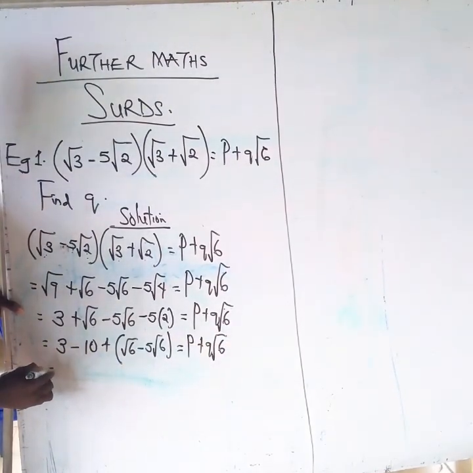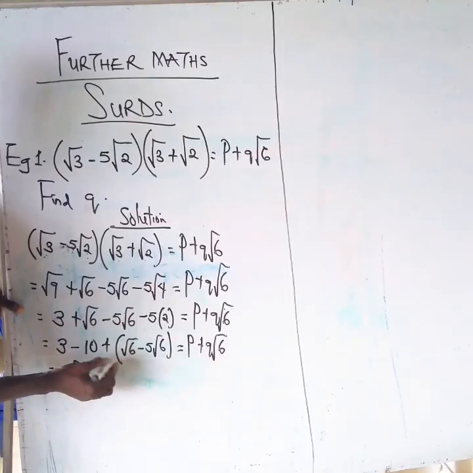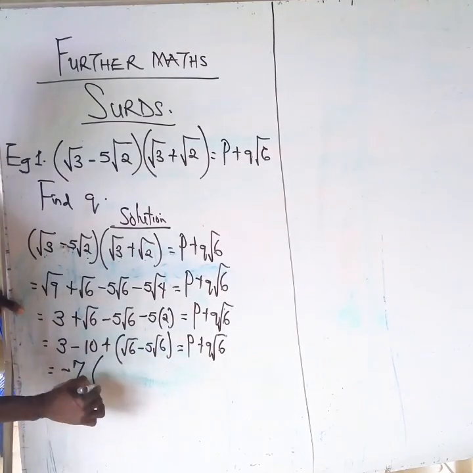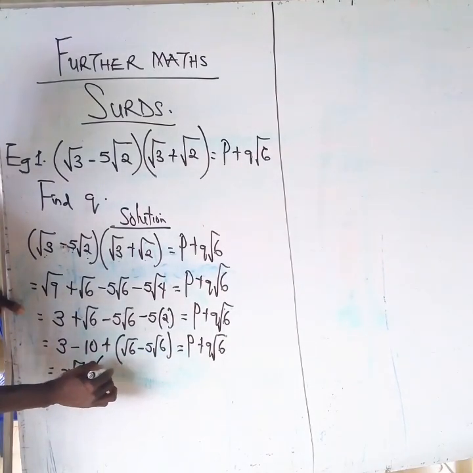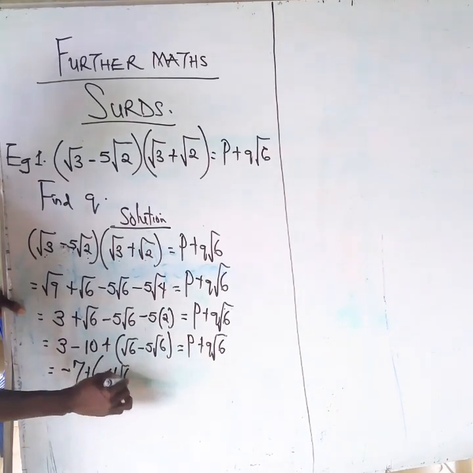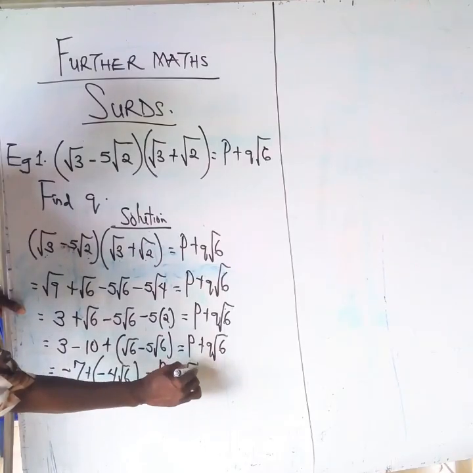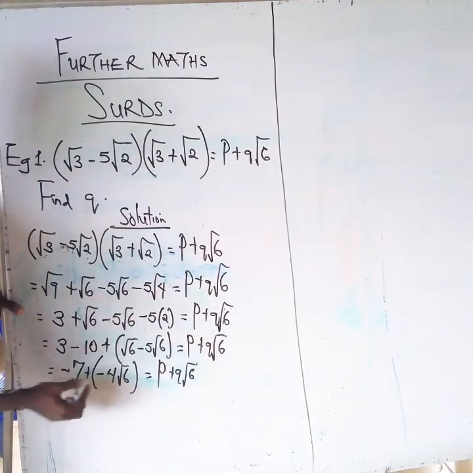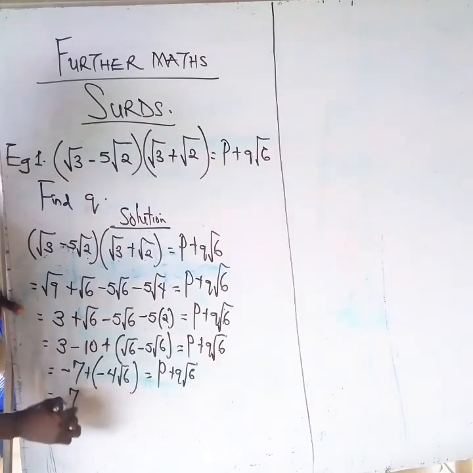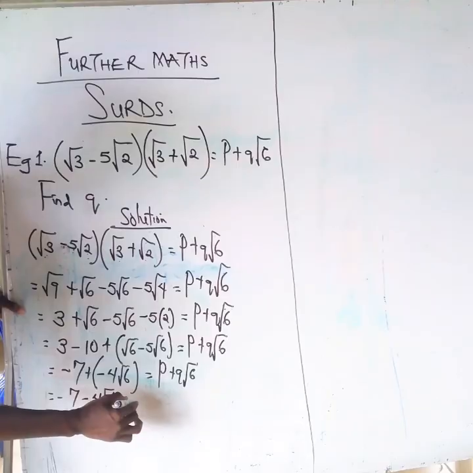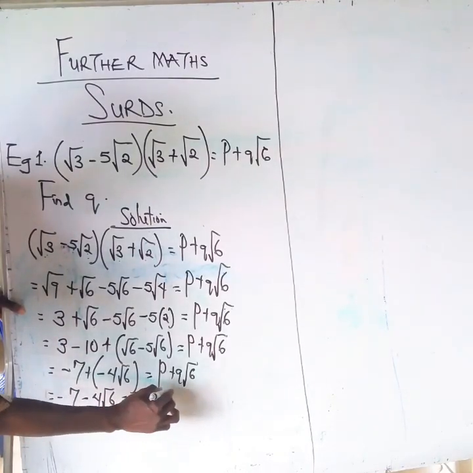Now 3 minus 10 is what? Is minus 7. Then you have root 6 minus 5 root 6. It's just like saying 1 root 6 minus 5 root 6, which will give you minus 4 root 6 equals to p plus q root 6. So you have minus 7 minus 4 root 6 is equals to p plus q root 6.